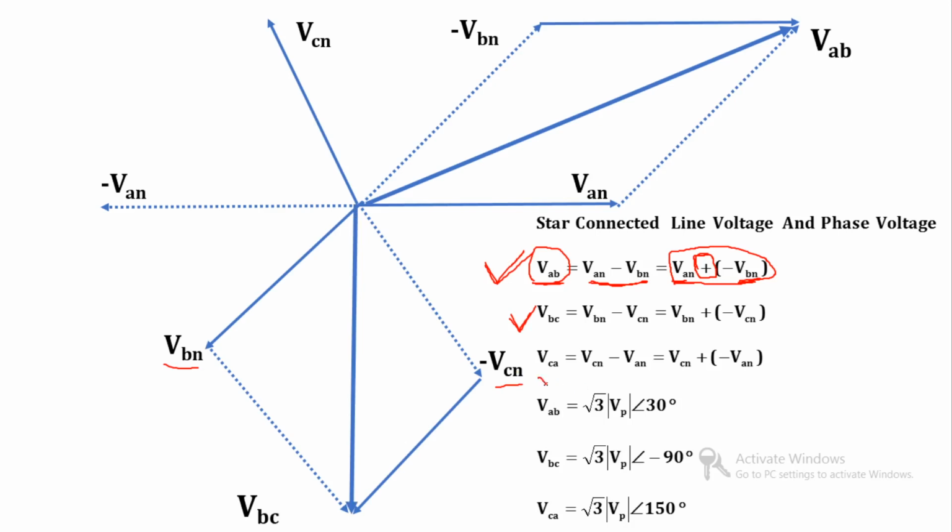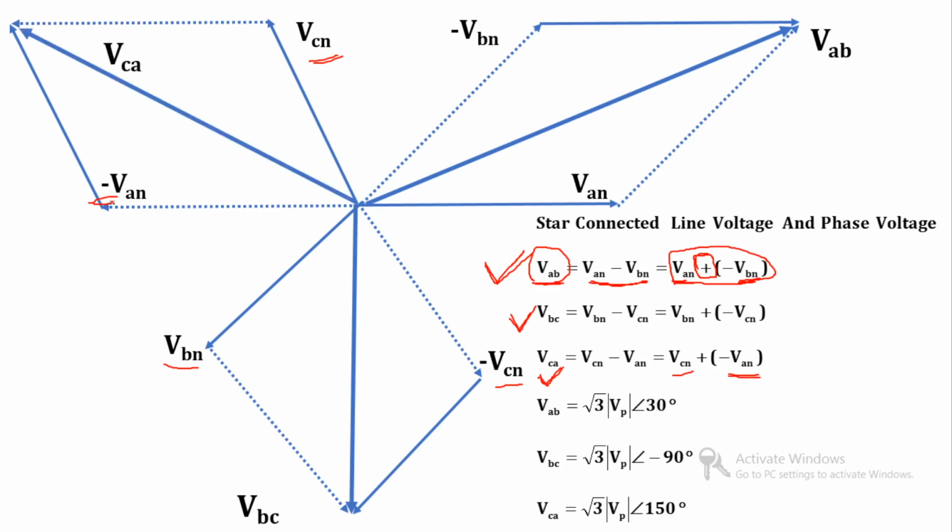Now the last vector, that is the VCA, and that is the addition of VCN and minus VAN. So we have already vector VCN and vector minus VAN. So we have to draw the parallel branch of VCN and VAN, and it looks like this. So now we are able to find out the vector VCA. So this is how we can draw the phasor diagram for star connected line voltage and star connected phase voltage.